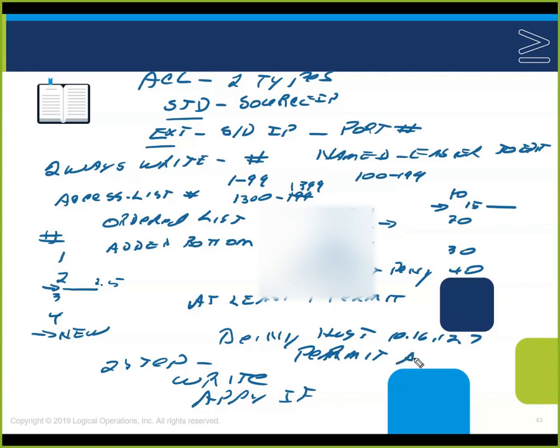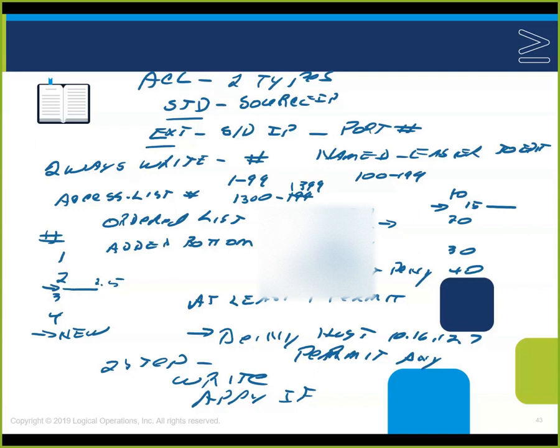P-E-R-M-I-T any, and permit any is the command that we use to permit everything else. So once I did the deny, I had to do a permit any because of the implicit deny at the end of the access control list. We should always put the more specific commands at the top, and the generalized commands after. We want to deny this one individual IP address before we permit everything else.